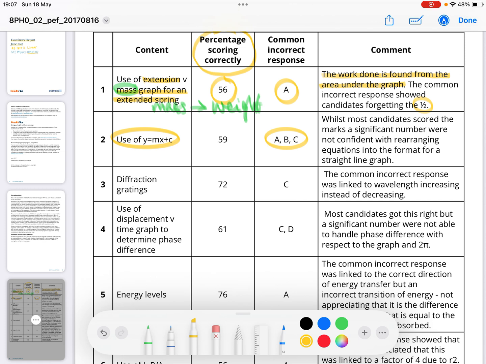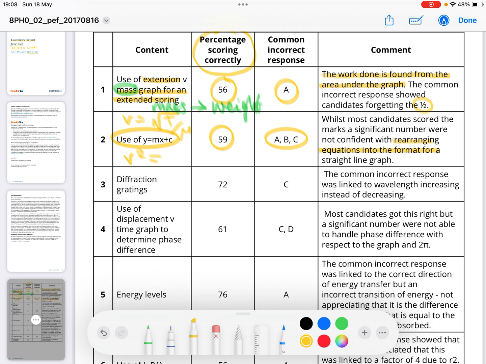59% of the people got it right. That means 41% got it wrong. To get it right, you need to rearrange the equation to get it into y equals mx plus c. Because the equation is v equals the square root of tension over mu, where mu is the mass per unit length of the string, what you need to do is realize that if you square both sides, it's the easiest.